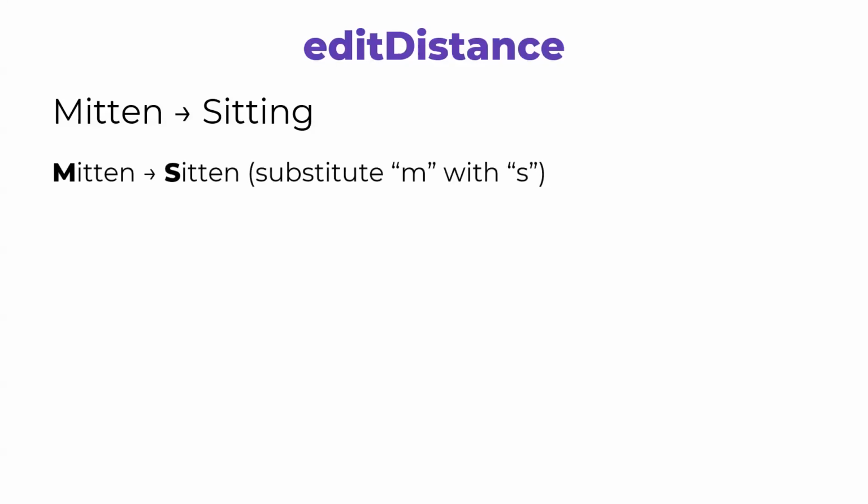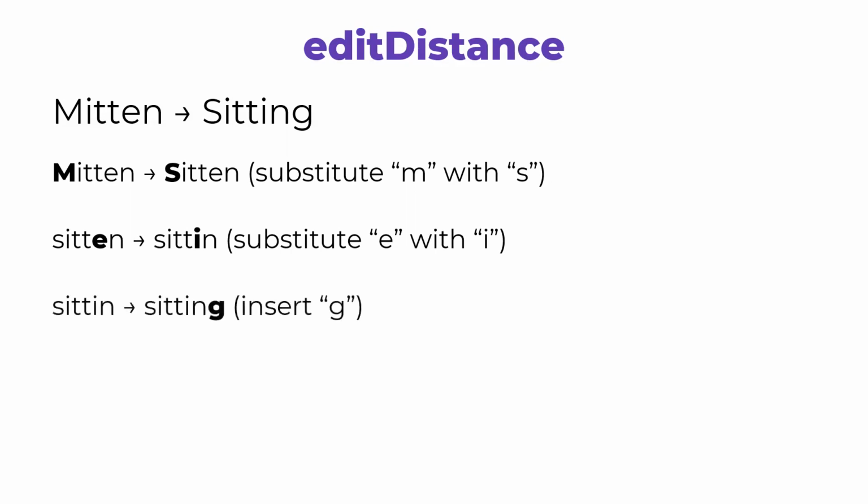First, we substitute the M with an S. Then we substitute the E with an I. After which we insert a G to the end of the string. And now we've gone from mitten to sitting, and we've identified three differences. Now, edit distance is typically used for short strings where you expect a small number of changes between the two data sets that you're comparing.